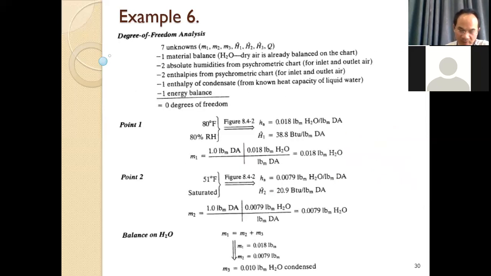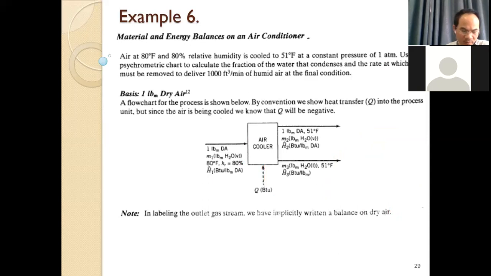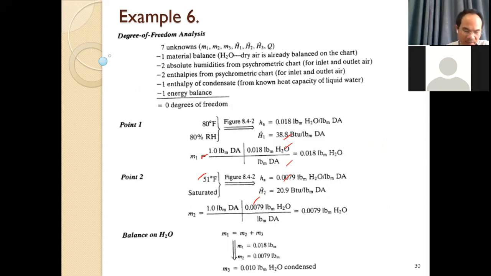Okay, for now we have seven unknowns: M1, M2, M3, S1, S2, S3, and Q. We have one material balance. Independent, we have two, right? Water and air. But the water and air is all balanced already in the chart. So we have only one independent balance.